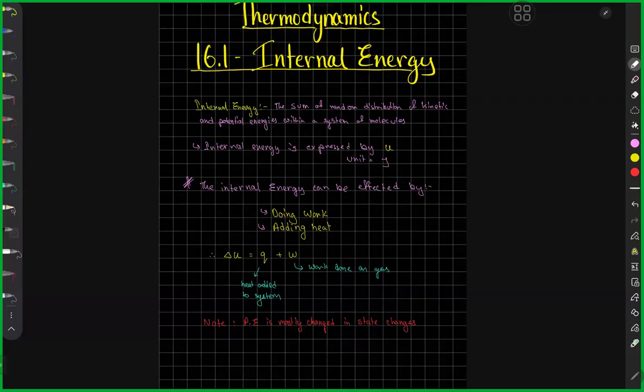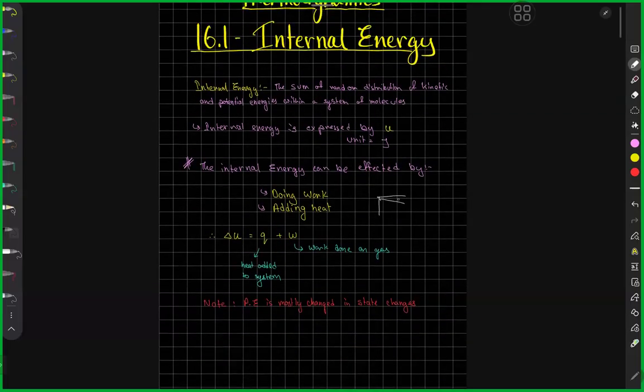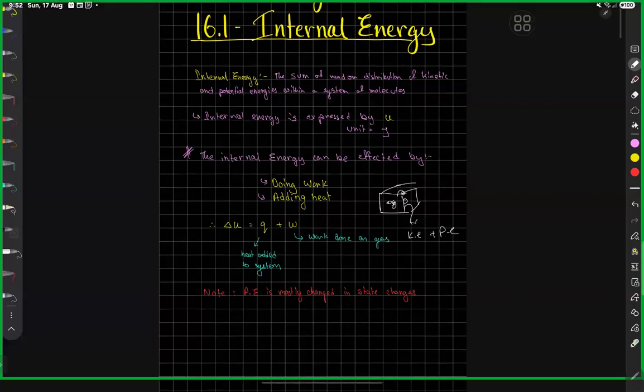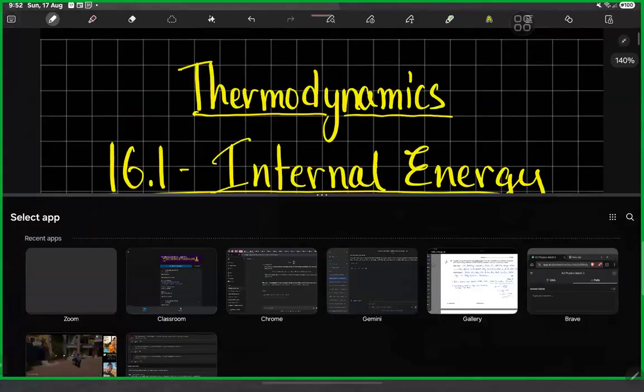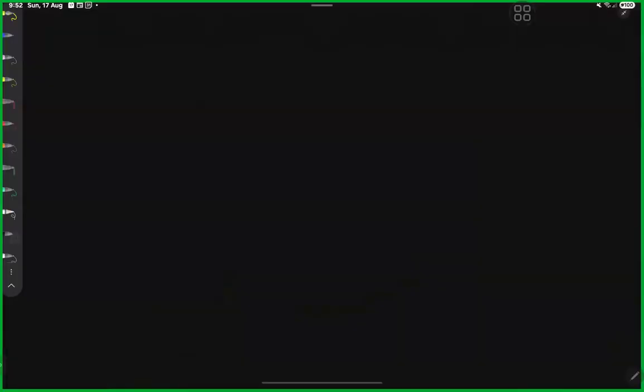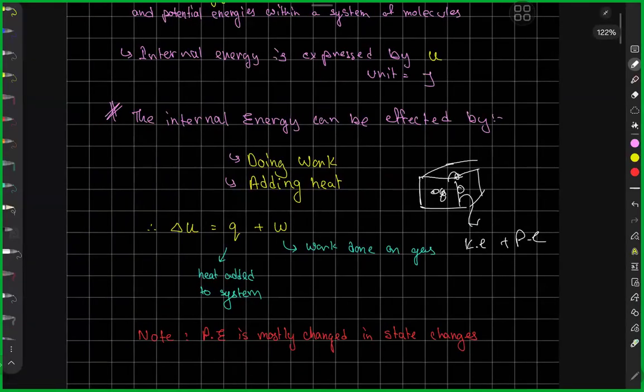What is internal energy? If I have a box, if I have a system, what is the internal energy of the particles? Total energy of the particles. And that total energy is a sum of the kinetic energy and potential energy of the particles. There is no other form of energy available to the particles. There is only kinetic energy and potential energy, in simplified form.